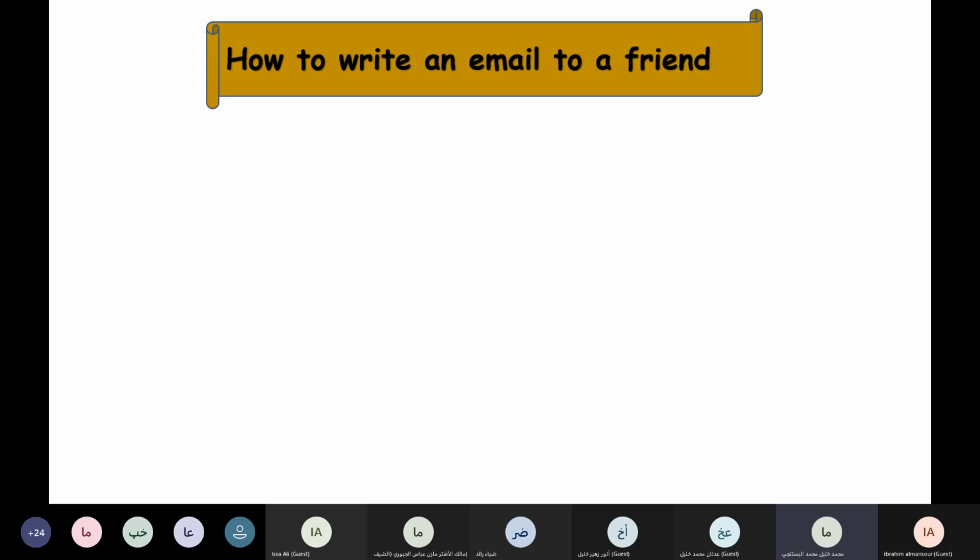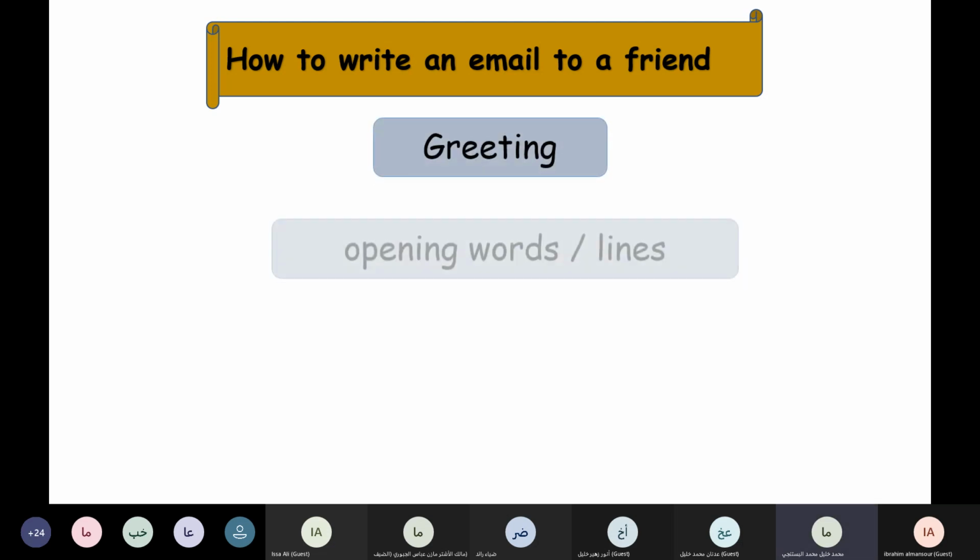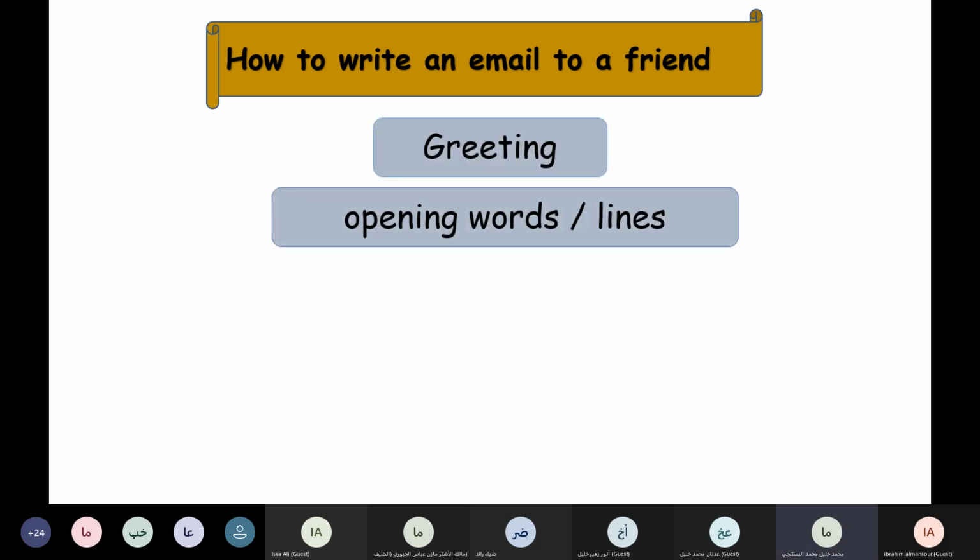Now look at these points. How can we write an email to a friend? If you want to write an email to a friend, you know, the email will be informal. Greeting: hi, how are you? How's everything? Dear Ahmed, hello Ahmed, hi. If you want to start your email, you start it with casual words. How are you? How is it going?